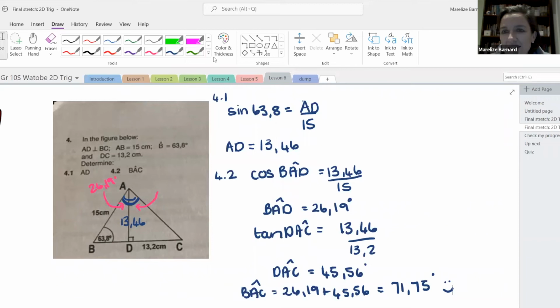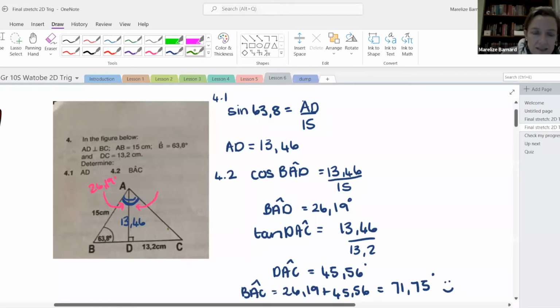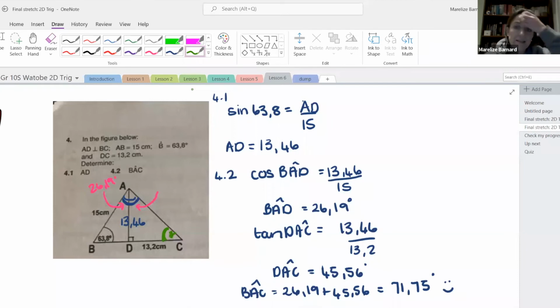I saw that Ayla posted something for BAC. Let's just see, BAC. Okay, so we must just be careful for BAC. We have the 63,8, and then we could have also calculated this angle here, angle C, and then we could have done 180 minus.